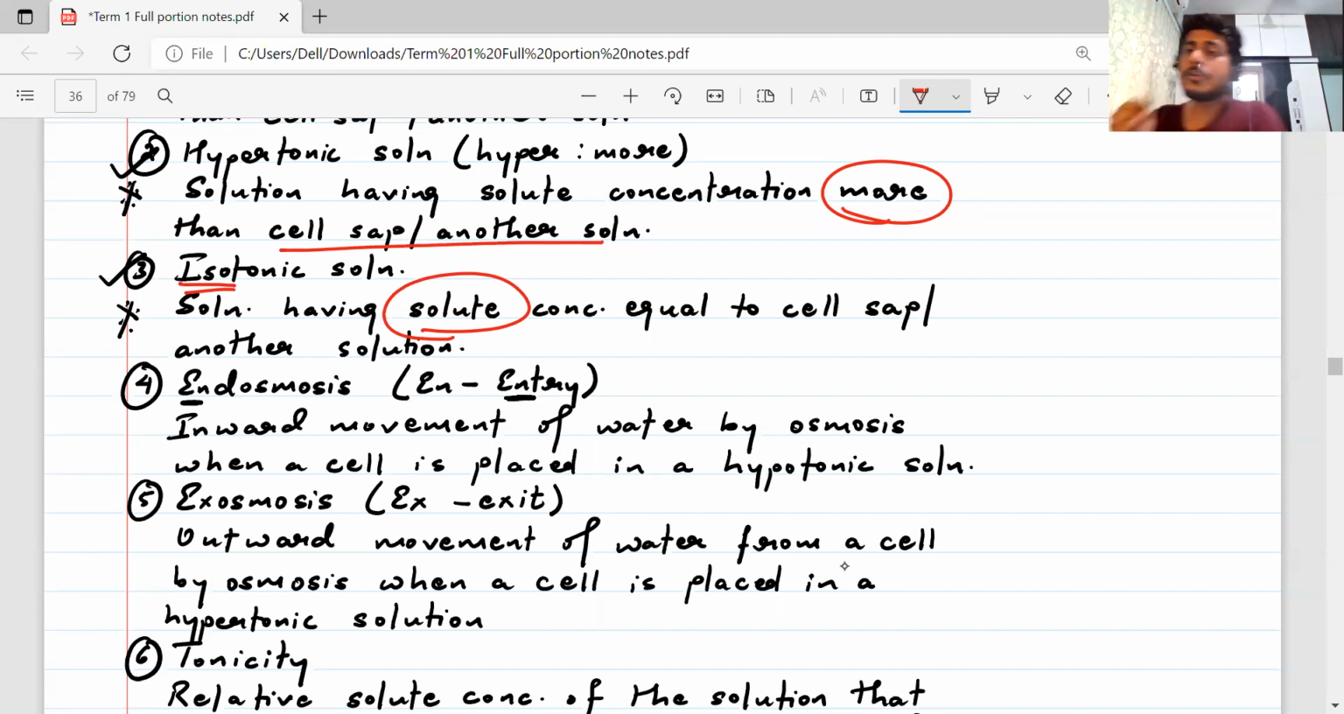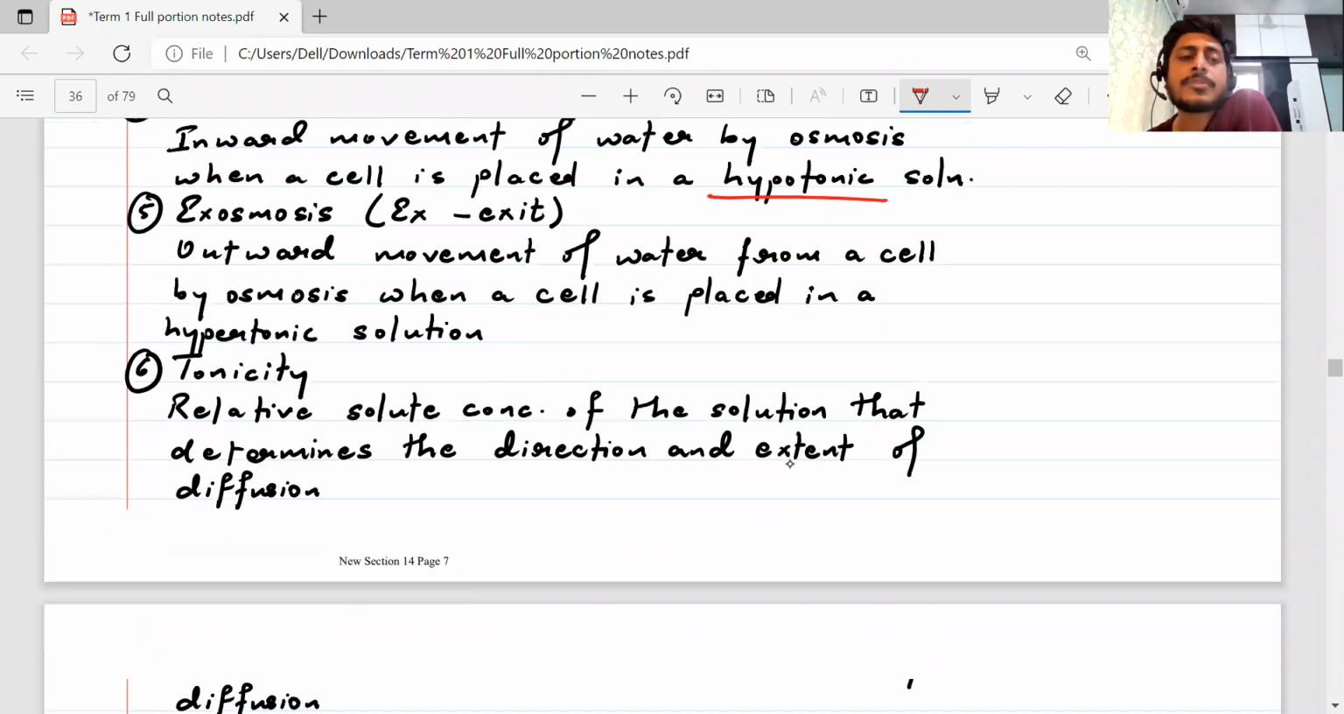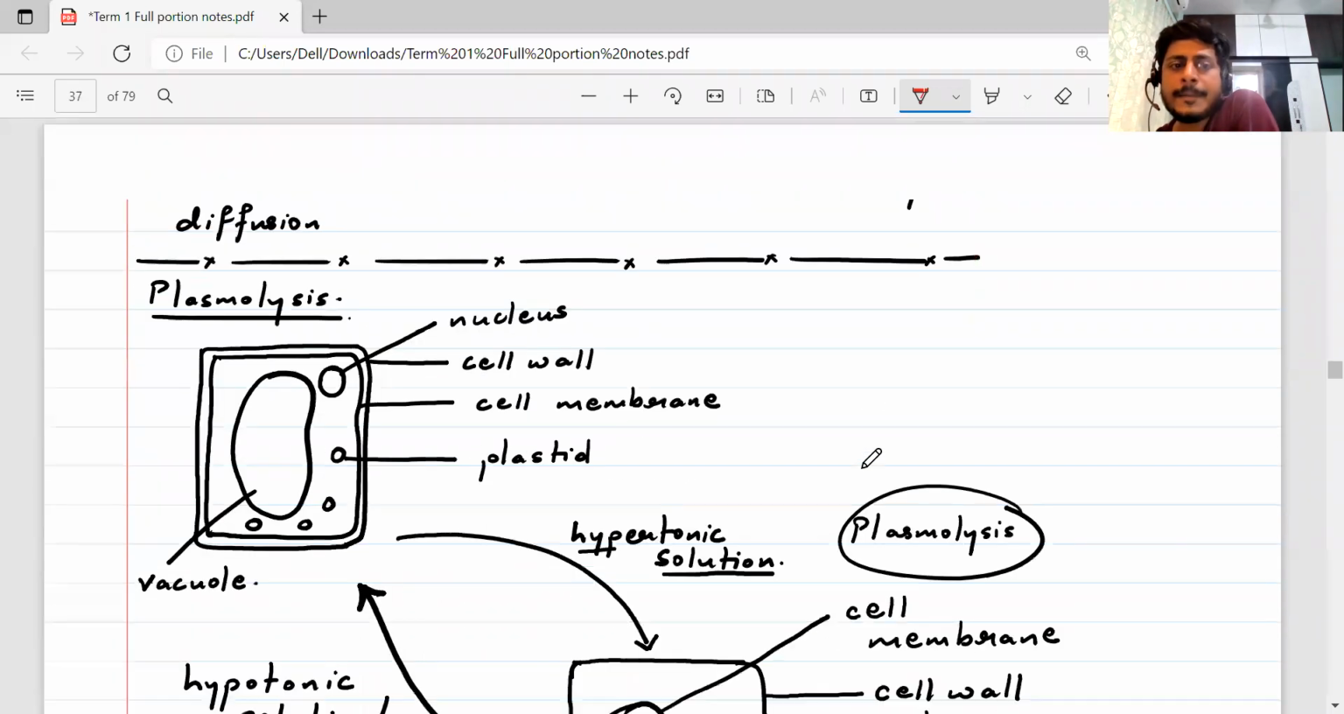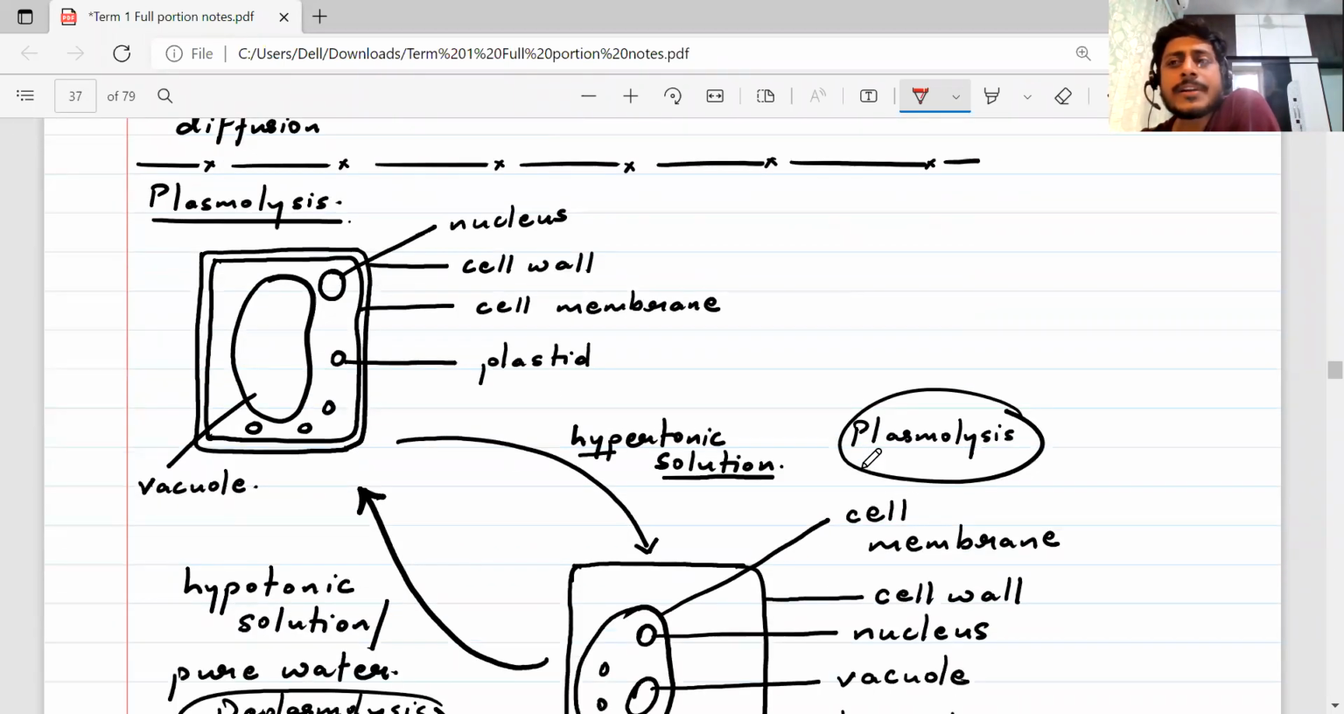Endosmosis is inward movement. कब होता है? When you place it in a hypotonic solution. Exosmosis is outward movement. कब होता है? When you place it in a hypertonic solution. ये tonicity का definition है textbook का. Relative solute concentration of solution that determines direction and extent of diffusion. ये वाला एक बार ही check कर लेना. थोड़ा confusing है, but that's the definition that they've given you. You can remember relative concentrations of solutions. That is tonicity.